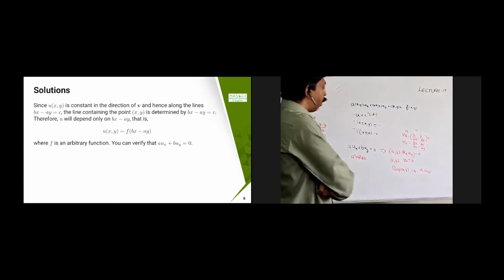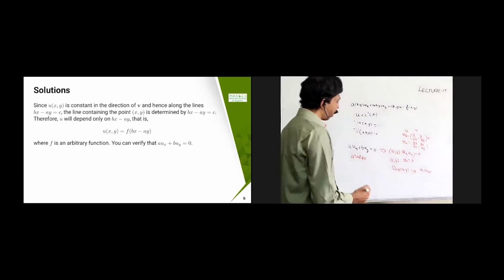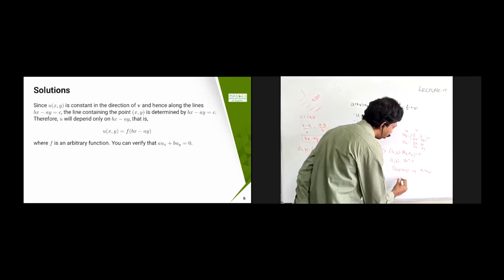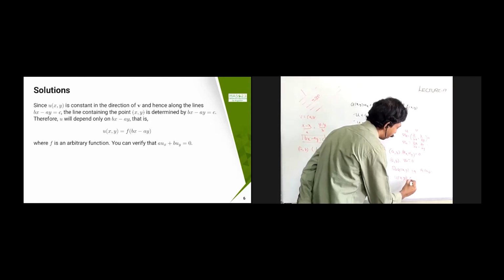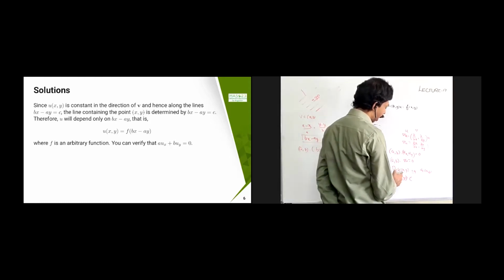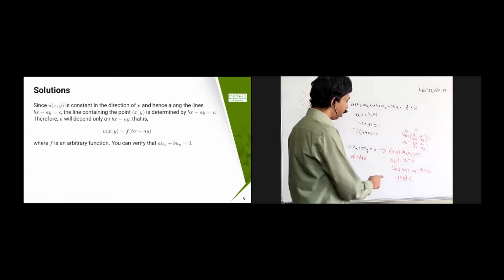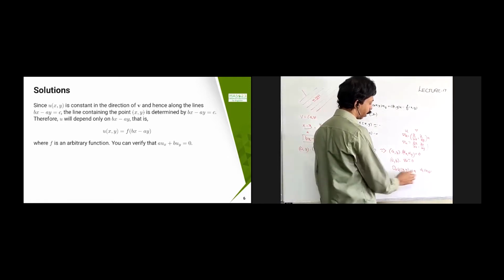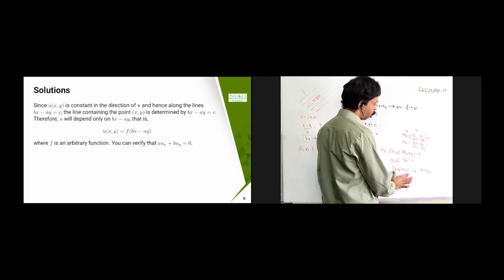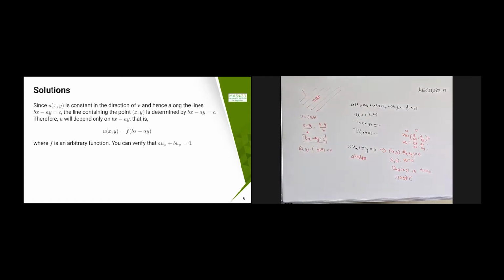Therefore, what we are expecting here is that u(x, y) equals c is constant, because along the vector v equal to (a, b), the directional derivative of u(x, y) in the direction v is equal to 0. Therefore, u(x, y) equals c along the direction of that vector b.